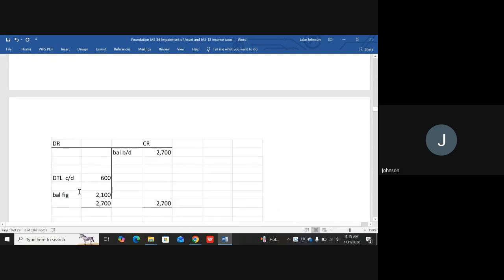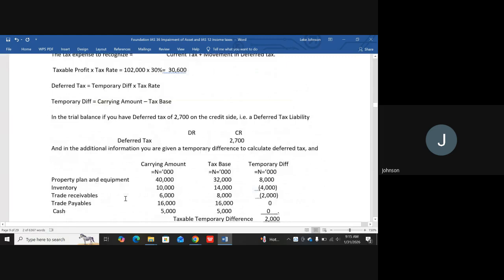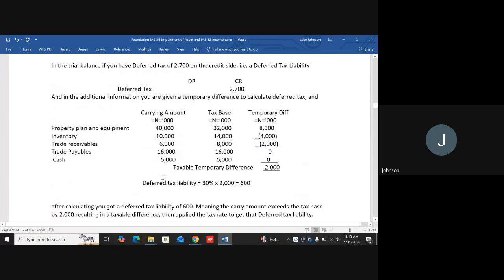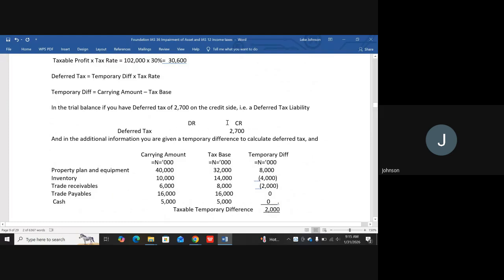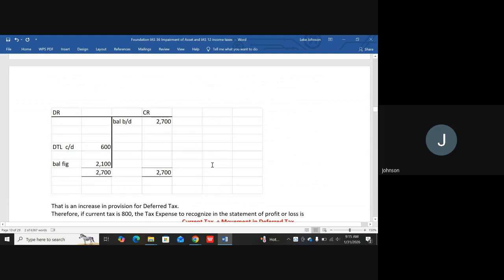So what are we going to do? At any point in time, determine what we are having. What are we having at the opening of the period? We are having a liability. A liability is always on the credit side. Am I right? So follow me. Stay with me. Go to your T account. A liability is always on the credit side. So we now come over here.